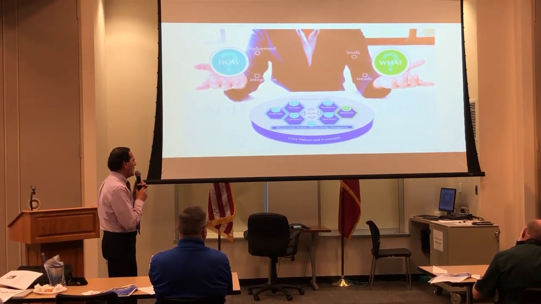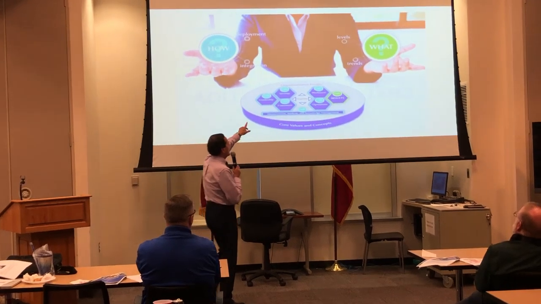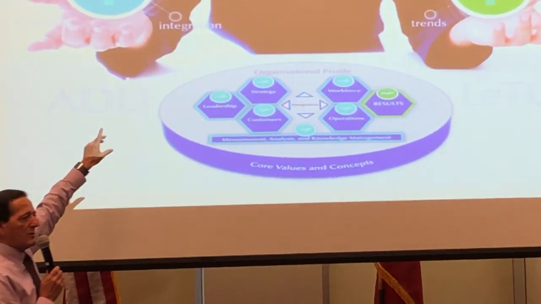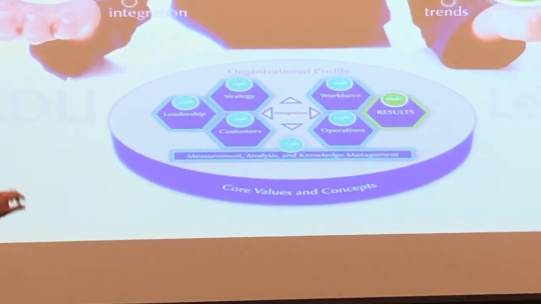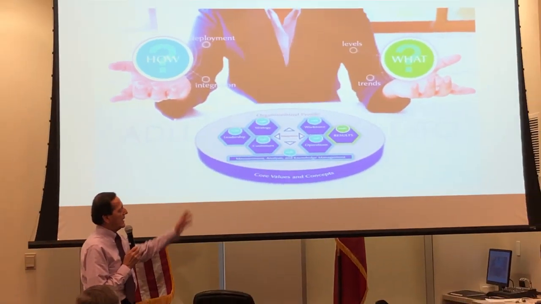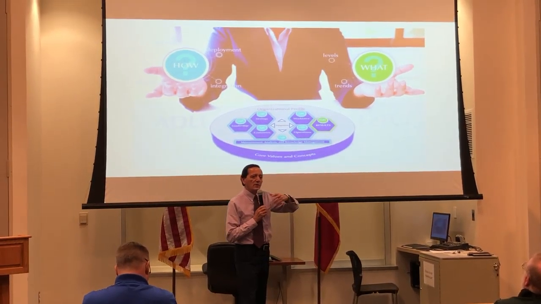Again, the model: you see that the six of them in blue here, that's the how. Those are the process-based ones, 1 through 5. They walk you through how you do things. And the last one in green is the what. That's: show me the results.